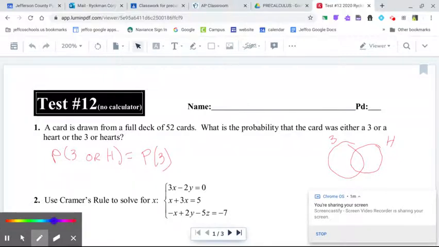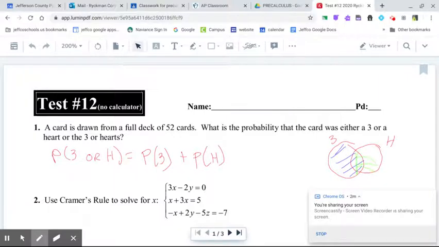which would be all that. And then you find the probability of hearts, which would be all that. But the problem is, you see in the picture, that we've now double counted the overlap. And so we're going to remove the probability of 3 and hearts. Not because we don't want to count it, but because we don't want to count it twice.